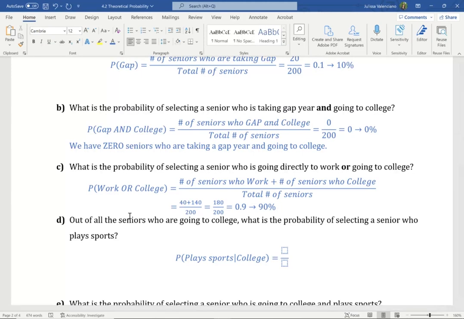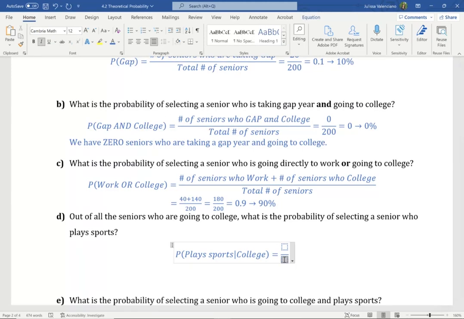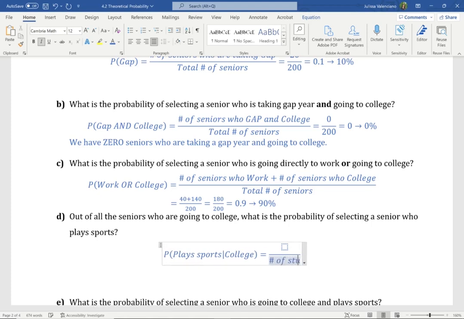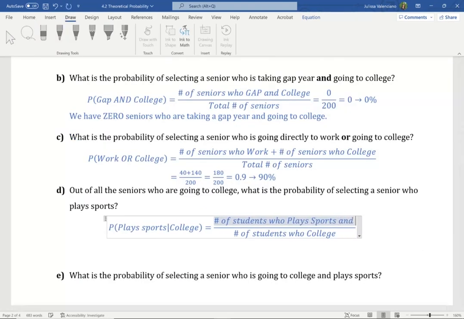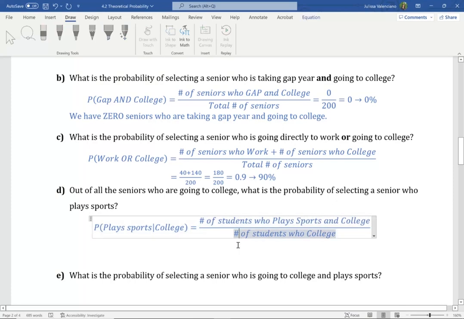As I mentioned before, here we're selecting a student who said they're going to college. So on the denominator, our sample space is the number of students who are going to college. On the numerator, we want the number of students who play sports and college. Here on the numerator, I have the number of students who play sports and are going to college, right?